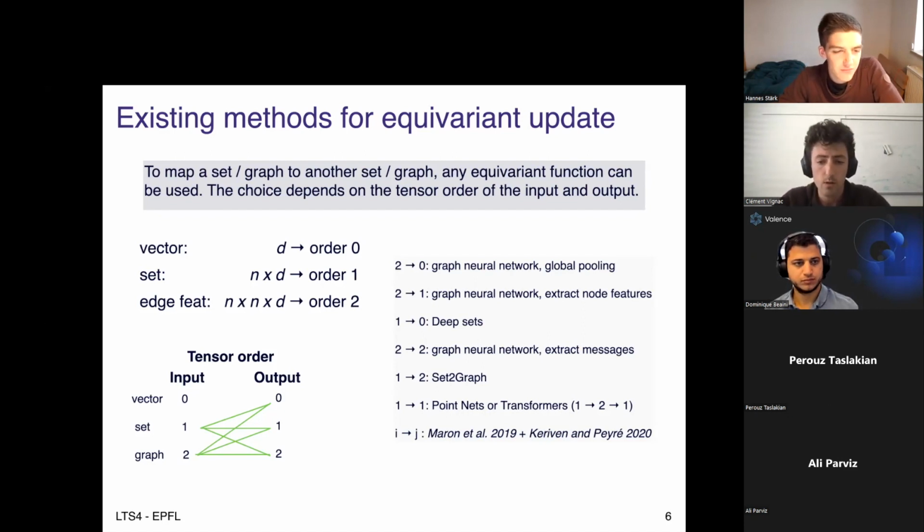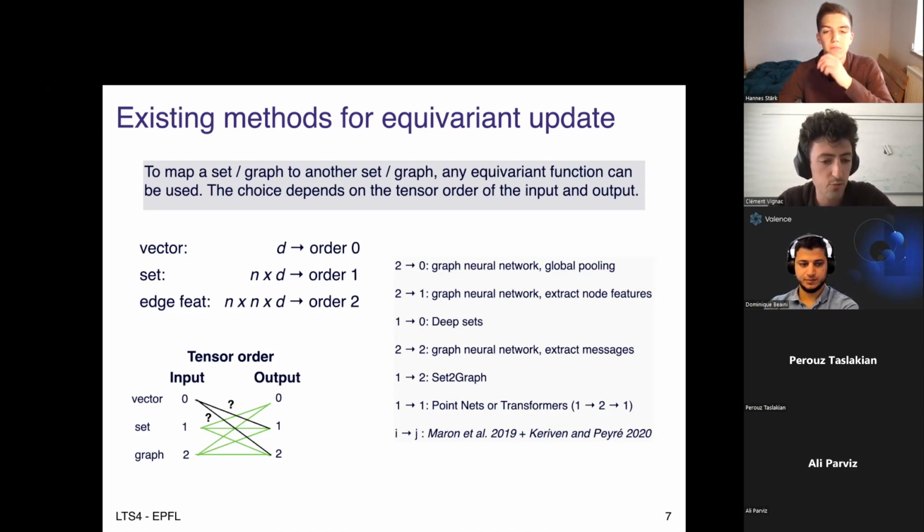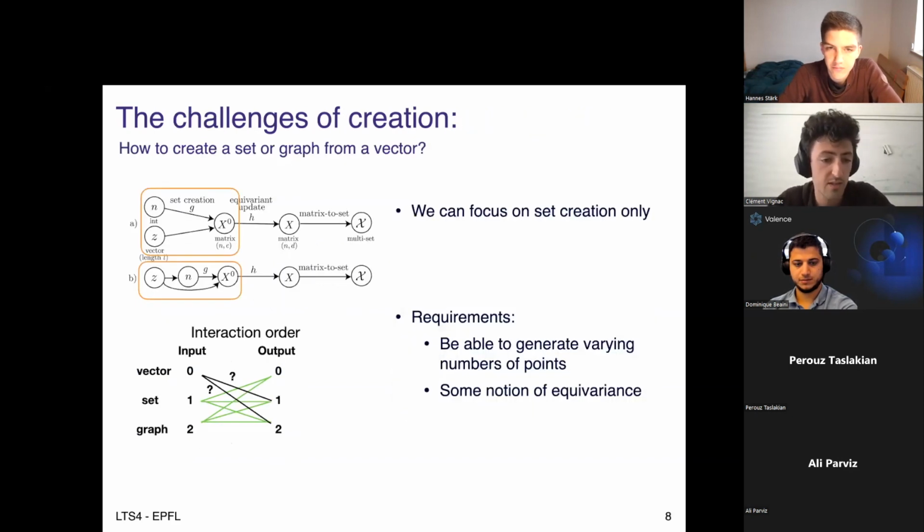In general, if you want to go from order I to order J, we know how to do it. There is this great paper by Hagemer that I recommend if you've not read it. It's called Invariant and Equivariant Neural Networks. The only thing that we don't know how to do is how to go from a vector to a set, or how to go from a vector to a graph. And since we know how to go from a set to a graph, we'll focus on going from a vector to a set. And this is exactly what we want to do in the set creation step.